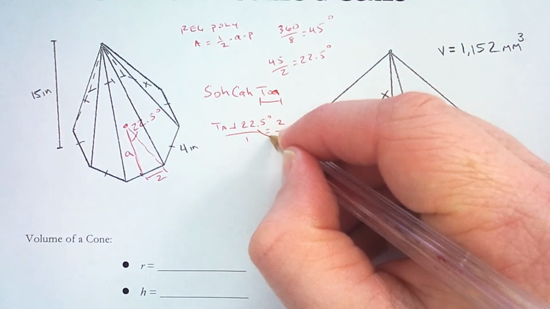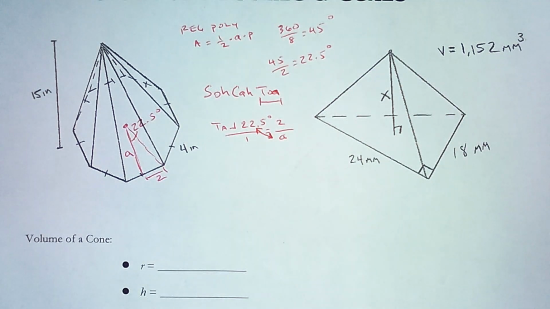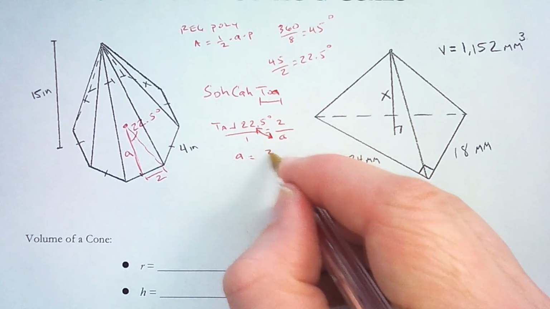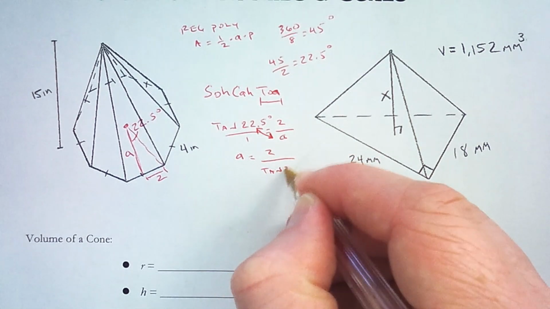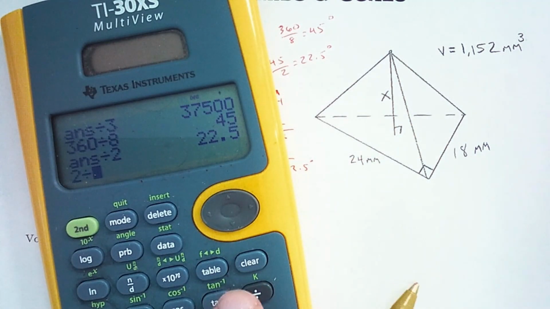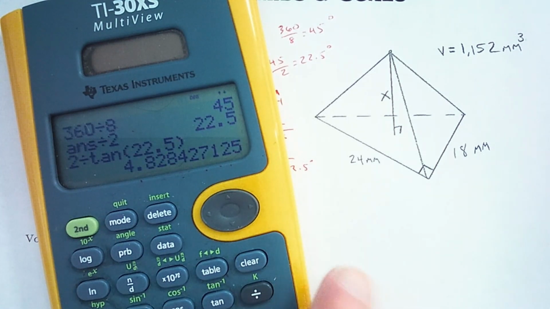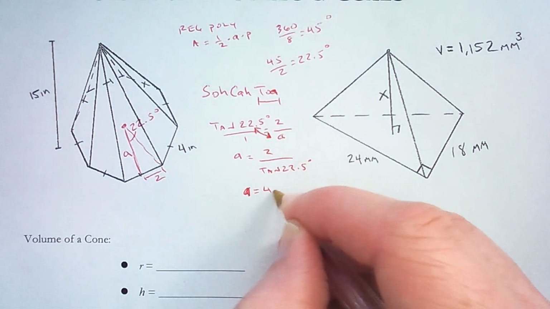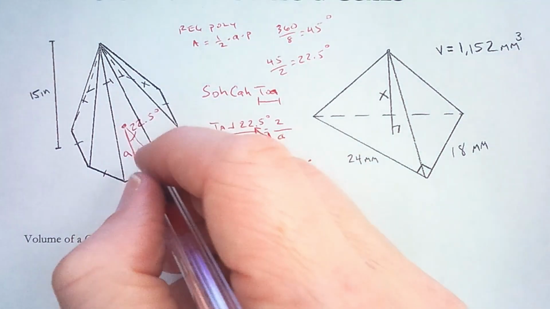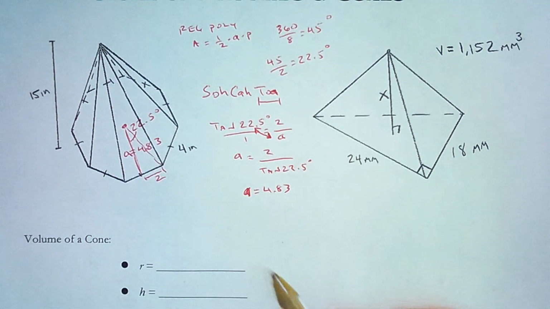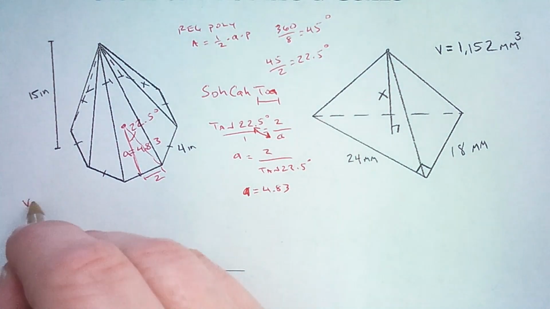Okay, now the fastest way to solve this is to switch these, which we can always do in a proportion, and divide. So we get A over 1, which is A, equals 2 over tangent 22.5 degrees. So we have 2 divided by tangent 22.5, and that is 4.83. Okay, so the apothem is 4.83.